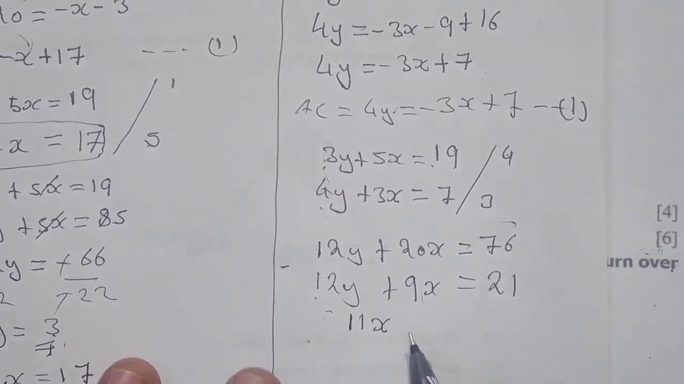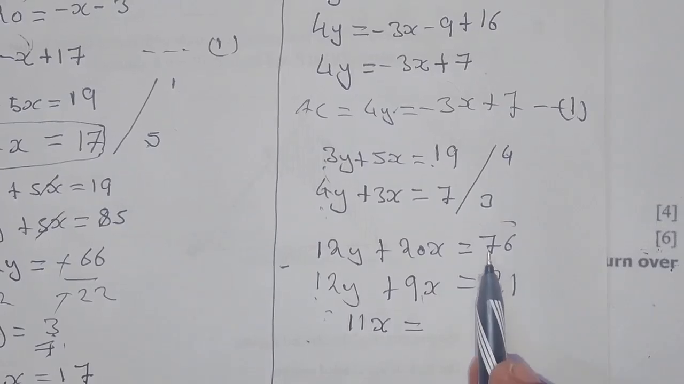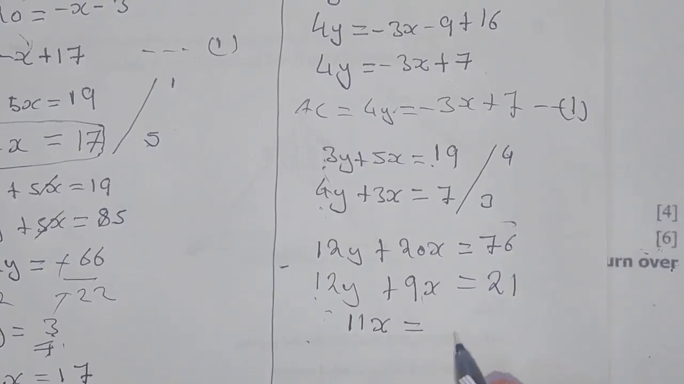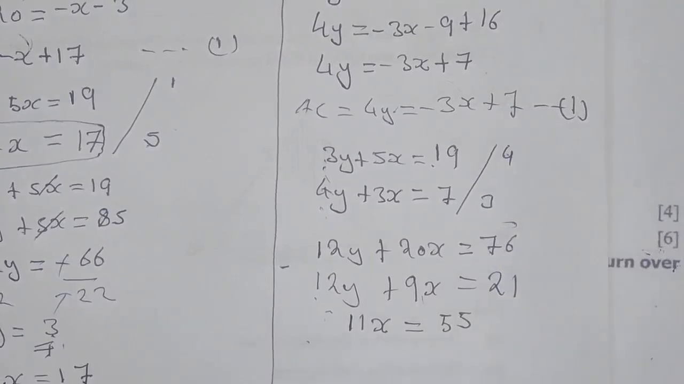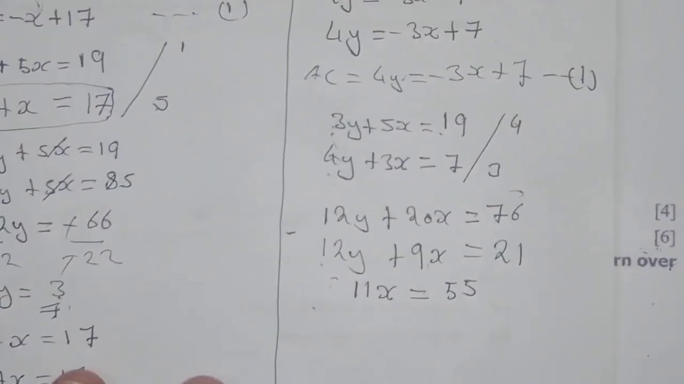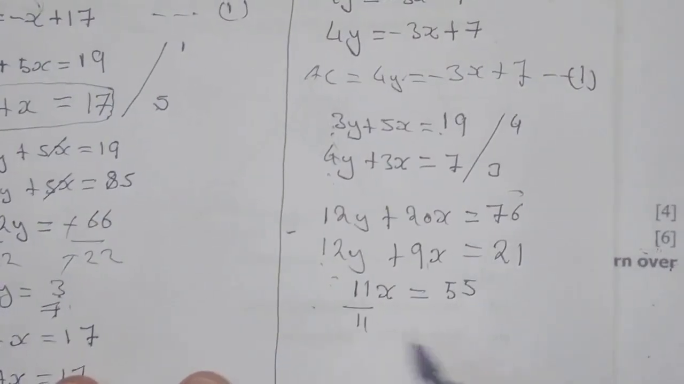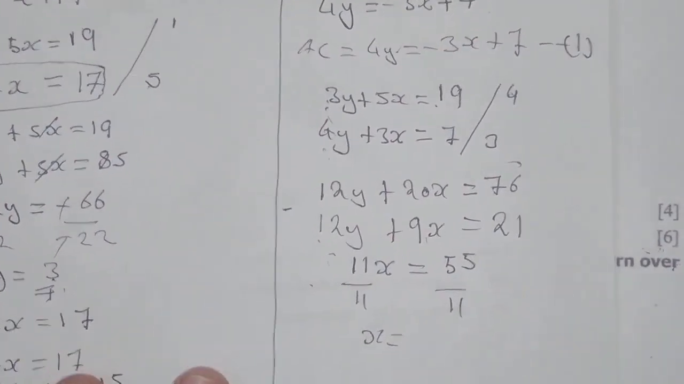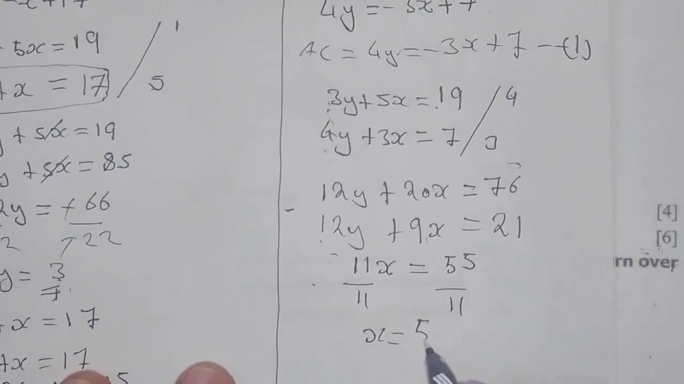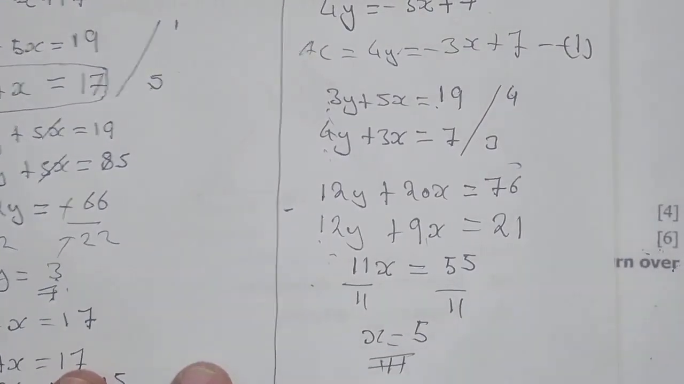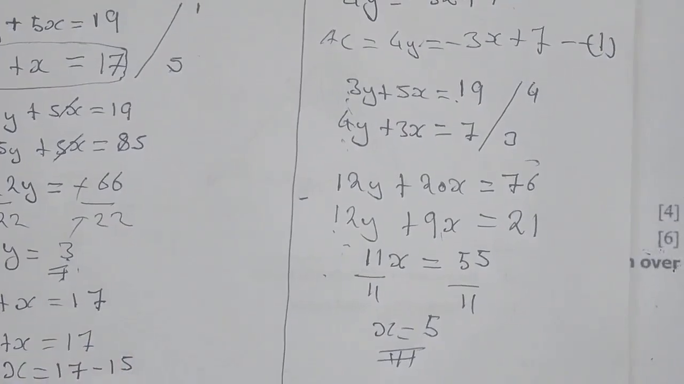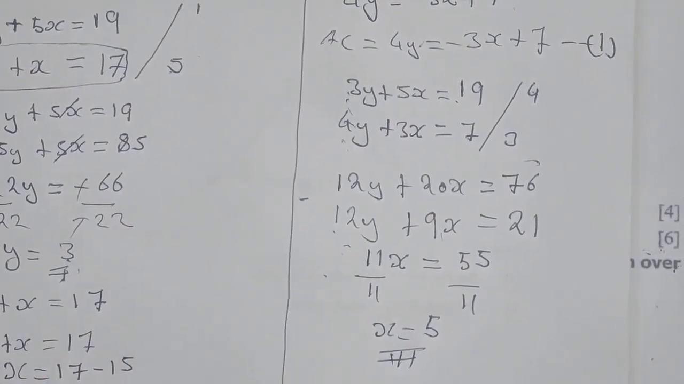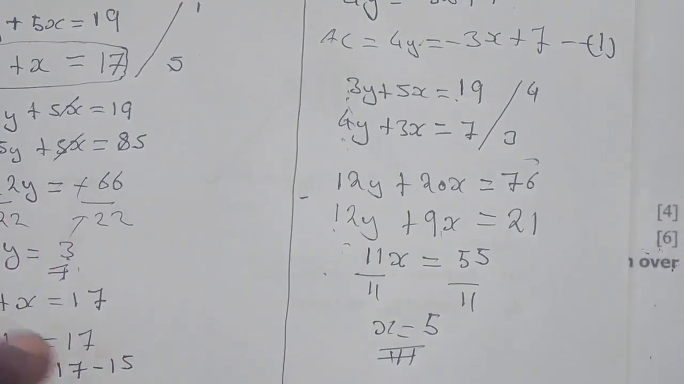11x is equal to 76 minus 21, which is 55. Then we make x the subject of the formula by dividing both sides by 11. Hence x is equal to 55 divided by 11, which is 5. Numbers don't lie.